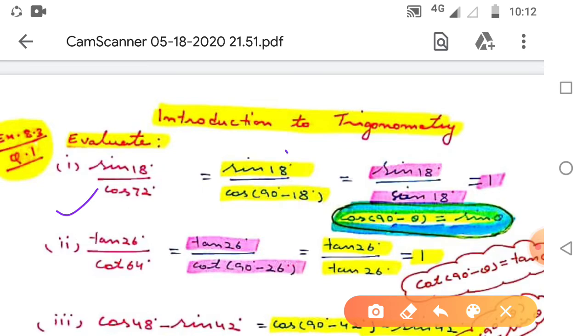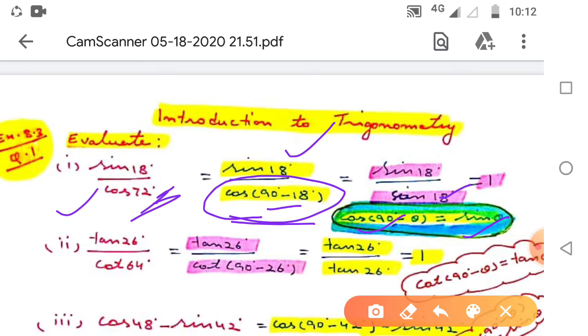So here sine 18 we write as it is, but instead of writing this 72, we write 72 in terms of 90, that is 90 minus 18. So it becomes cos 90 minus theta is sine theta. We know this, cos 90 minus theta is sine theta. So here cos 90 minus 18 is sine 18. So here sine 18 upon sine 18 is 1.